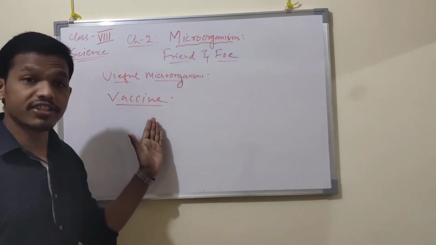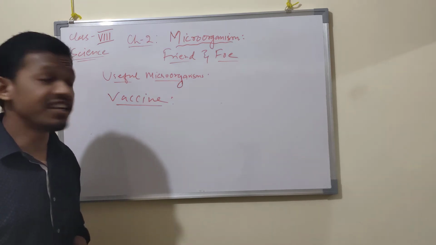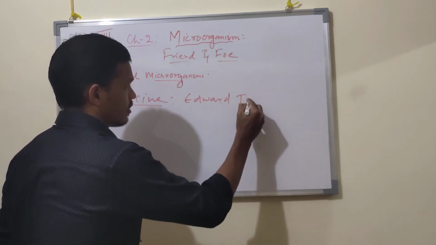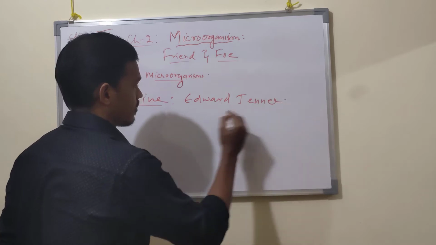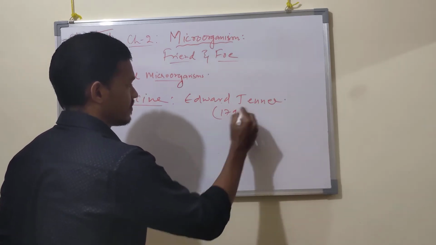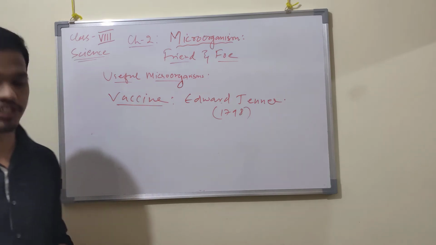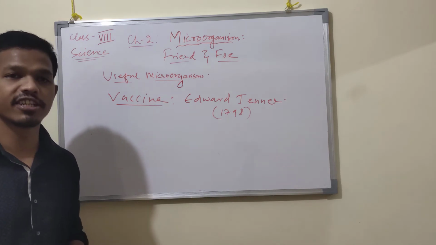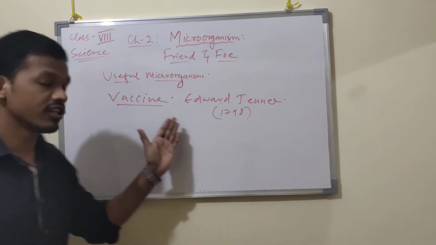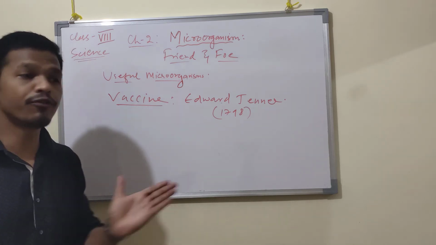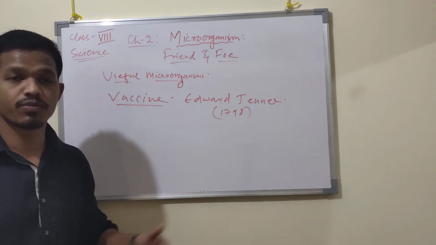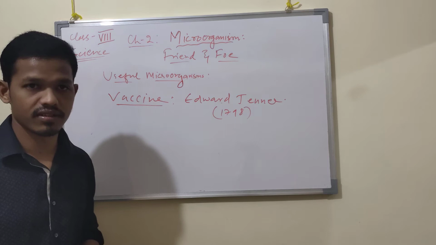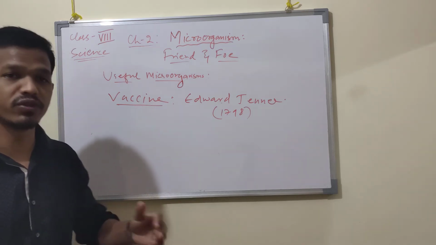As you know, this vaccine. The scientist called Edward Jenner in 1798 invented the vaccination process. He is the first person to invent it. In 1798 he invented vaccination, Edward Jenner. This vaccine can be injected into any body before the person is affected by any disease. They introduce this vaccine in a healthy person in order to prevent those diseases in future.